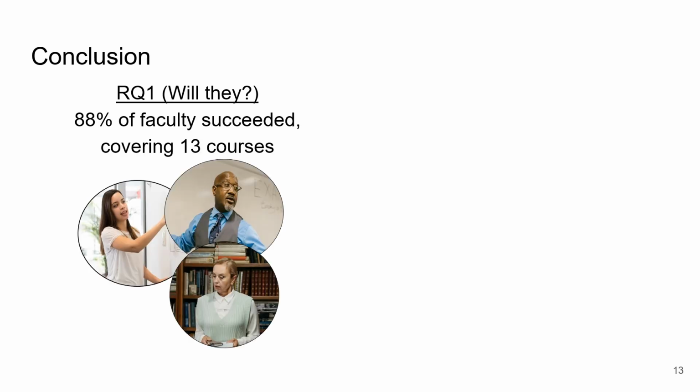Now, coming back to the RQs to conclude, through Curriculum Element 1, we were able to answer RQ1. Will faculty want to embed inclusive design into their courses? The answer was yes. 88% of faculty who experienced the Matchmaker Curriculum succeeded in embedding inclusive design into their own courses, covering 13 CS courses across the 4-year CS program.